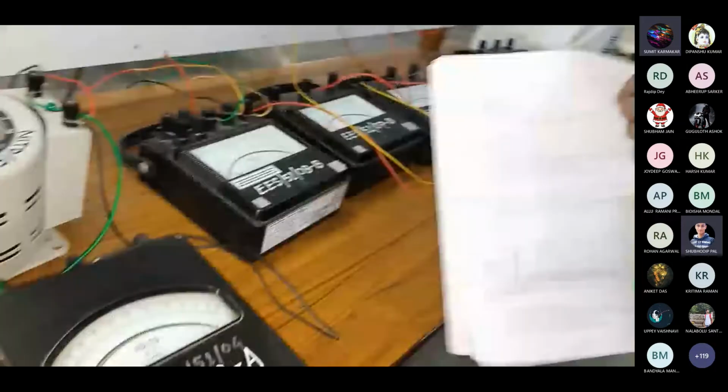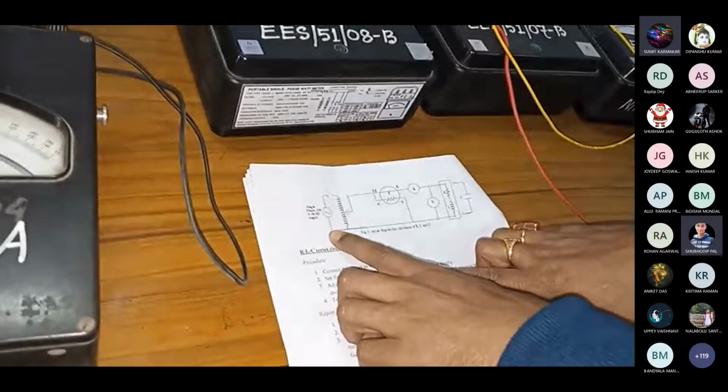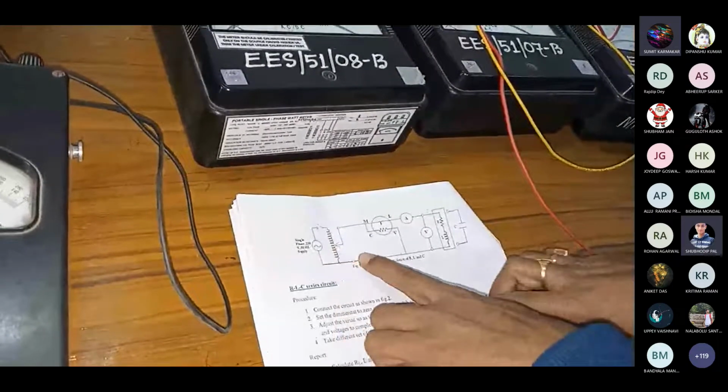So here is the circuit. You can see this is the circuit diagram, right? We are getting the power from the wall mounted socket. Then this is the auto transformer. After that, we are connecting this watt meter for measurement. I will come to that watt meter later. Then we are supposed to connect one ammeter, and then we are connecting a voltmeter across the load. That load is RL, right?